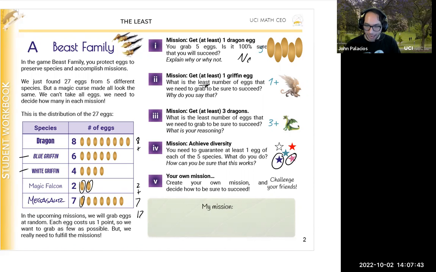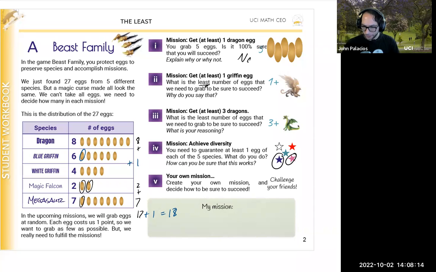And so if we want to be absolutely certain that we draw a griffin egg, then we need to draw at least 1 more egg to get 1 of the blue griffin eggs or 1 of the white griffin eggs. So if we have 17 plus 1 eggs drawn, that's 18 eggs in order to guarantee we get at least 1 griffin egg. Fantastic.